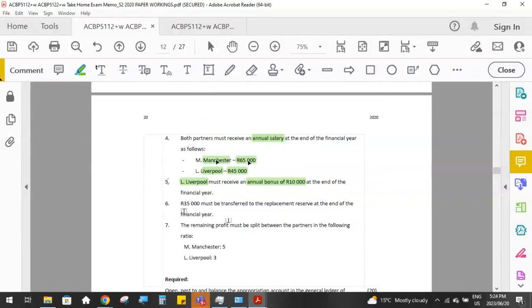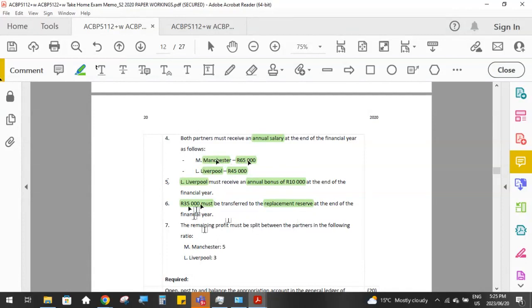And then out of our profit for the year, we're going to take 35,000 and we're going to put that in the replacement reserve. So that 35,000 of the current year's profits will not be distributed to the partners.